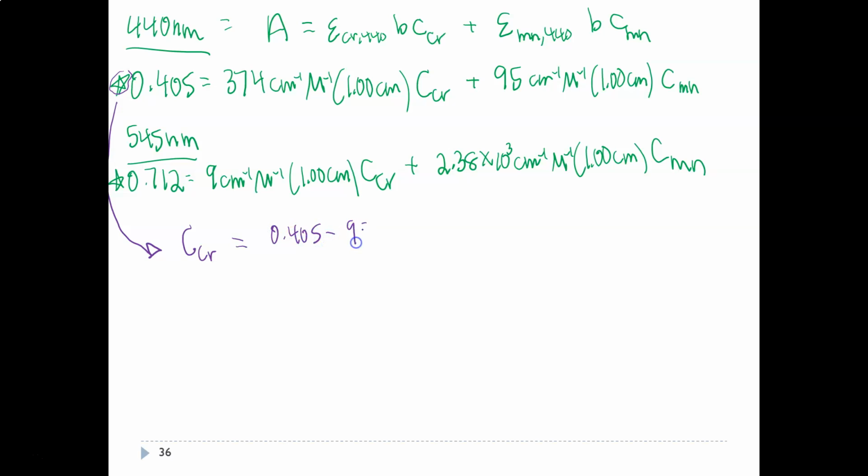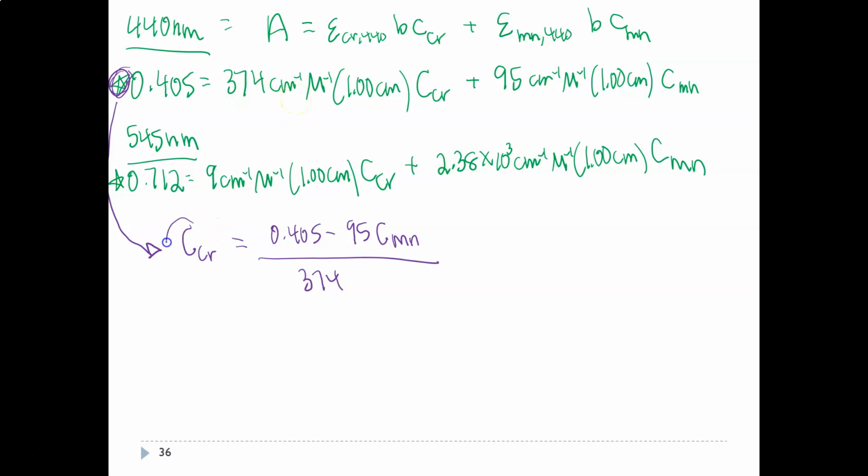0.405 minus 95. I'm going to be lazy here, and I'm going to drop the units. So I took this equation up here, and I just rearranged it to get the concentration of chromium by itself. So I subtracted 95, and I also multiplied through, like the 1 centimeters are gone, I multiplied them. So subtracted by 95 concentration of manganese, and then I divide by 374 to get here.